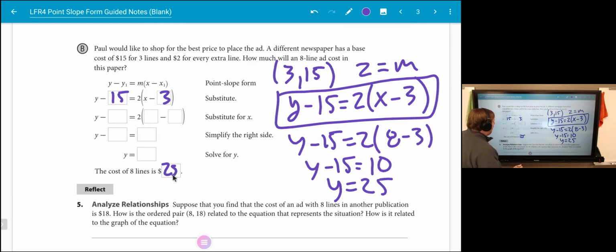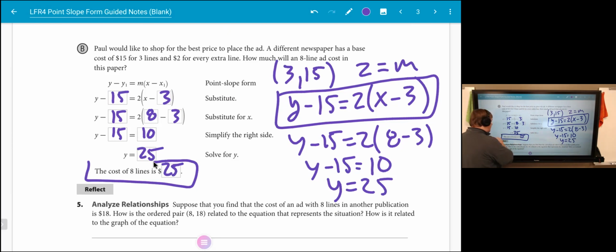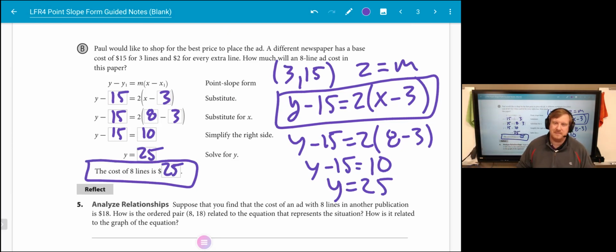So if you want to look at the boxes in here, this was 15. This would have been 8 minus 3. This is 10. And you get to 25 there. But this is my second part, my other really important part, actually the more important part. I don't want to say that. They're both very important. Getting the equation and then also interpreting what you're getting.